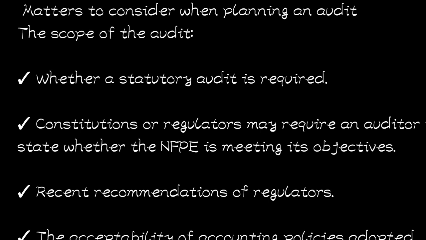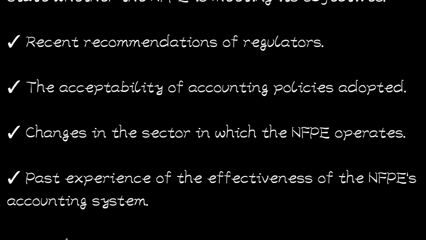Then the auditor is supposed to look at the recent recommendations of regulators on that entity. Then the auditor is also supposed to look at the acceptability of the accounting policies that are being used or adopted by the entity. Then also look at the changes in the sector in which the not-for-profit entity is operating, in case there are any changes in the sector. And then if they are there, the auditor is supposed to find out whether they adapted to the changes or not.